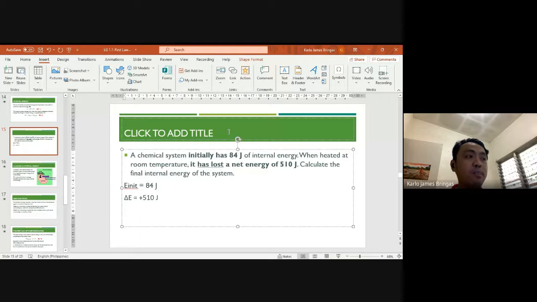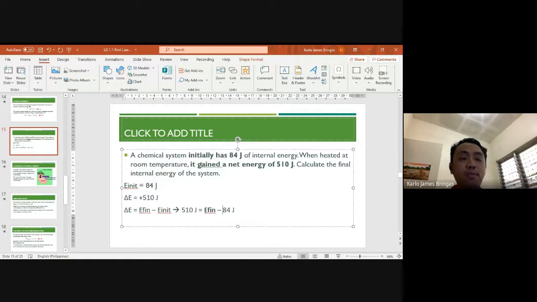So basing on our equation number 2, according to equation number 2, delta E is equal to E final minus E initial. So you can just plug in the values now. So delta E is equal to 510 joule. Let me correct this one. So it gained a net energy of 510 joule. So substituting the values, we get 510 is equal to the final internal energy minus the initial internal energy. So you can see in here that our unknown is the E final.